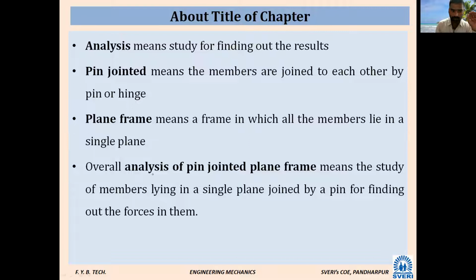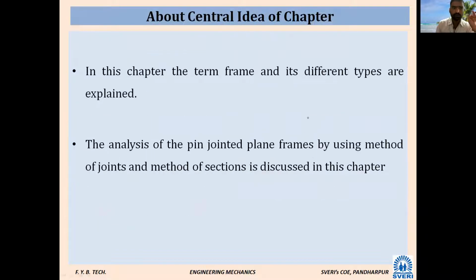Did everyone understand this title? What is analysis of pin jointed plane frame? Yes, sir. So about the central idea of the chapter: by studying this chapter, what do we understand? After studying this entire chapter, what is the central idea? What is the main motto of this chapter?